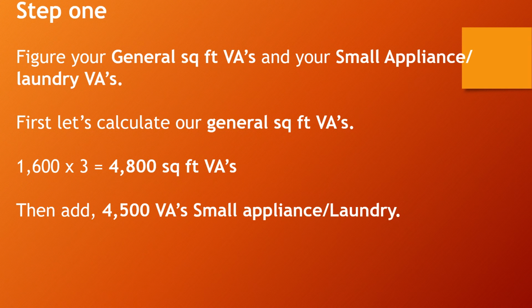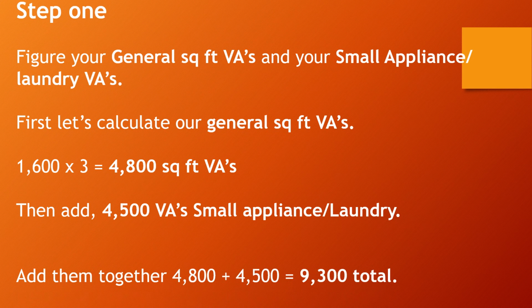I cover load calculations in depth in the free 10-week course. If you've not studied that, go back, take the whole course. It's absolutely free. Then you're just going to add those two together. You take your general square foot VAs and you add those together with your small appliance and laundry circuit VAs, which is going to give you a 9,300 total. Okay, so you take that total.